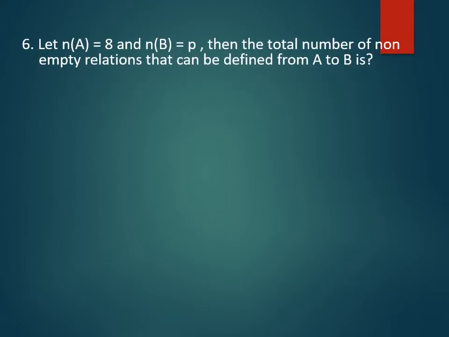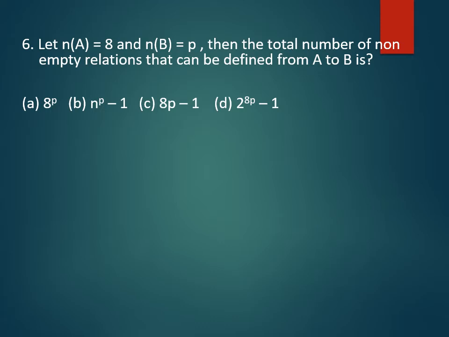The next question is similar to the previous one. Let n of A be 8 elements and n of B be p elements. Then the total number of non-empty relations that can be defined from A to B is. There are 4 options: 2 to the power p, 2 to the power p minus 1, 8 into p minus 1 and 2 to the power 8p minus 1.